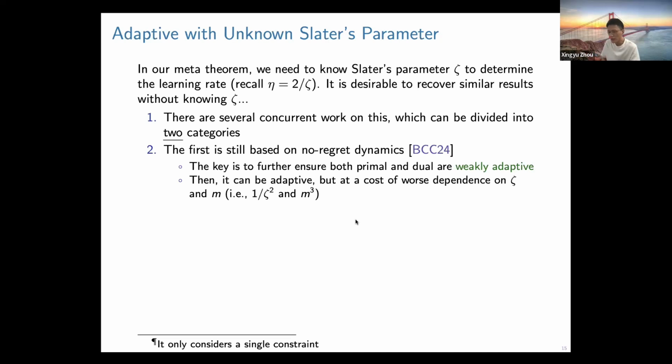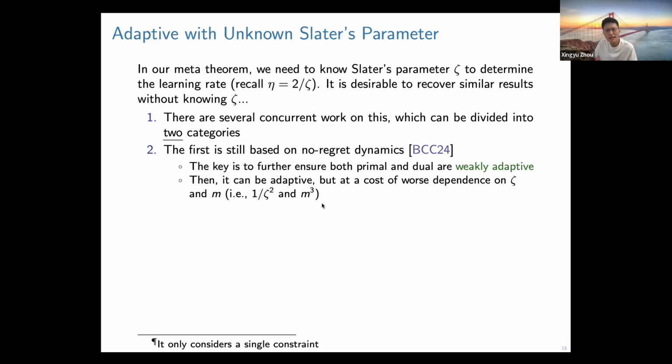So with this kind of property, they can show the same bounds, but the dependence on zeta and the dependence on the number of constraints are both worse. Remember, in our bound, the dependency is 1 over zeta, but now it becomes 1 over zeta squared, and their dependence on the number of constraints is even worse. It is m cubed, the cubic of m. Okay.